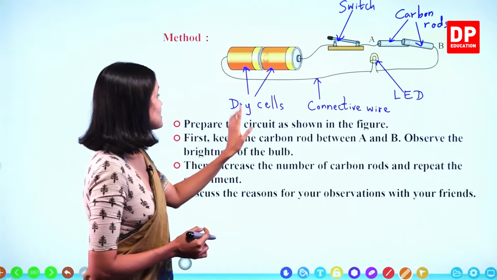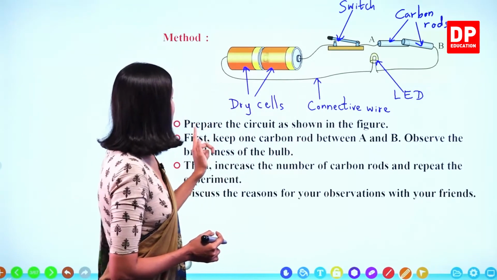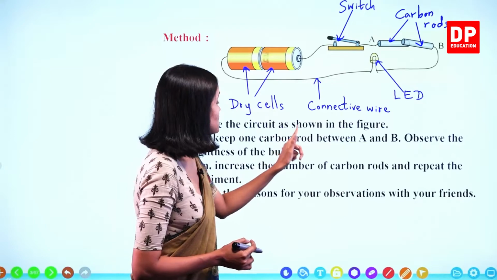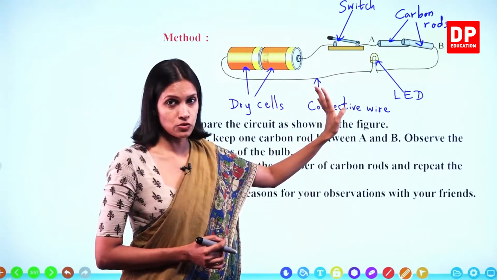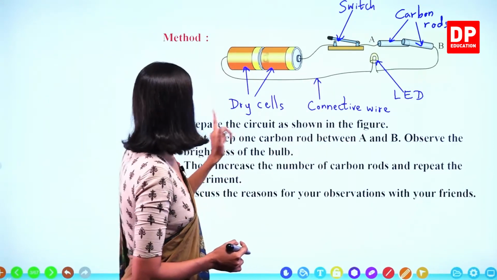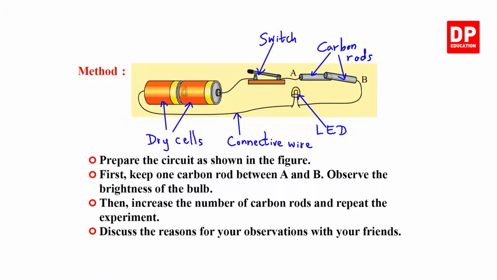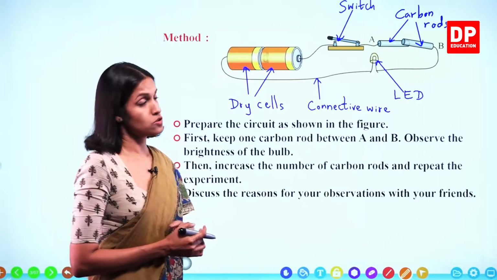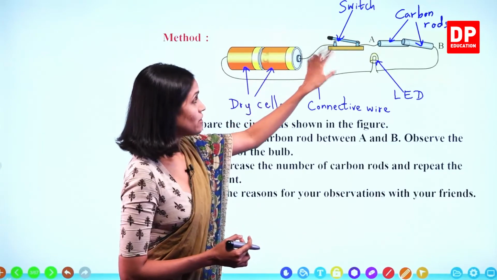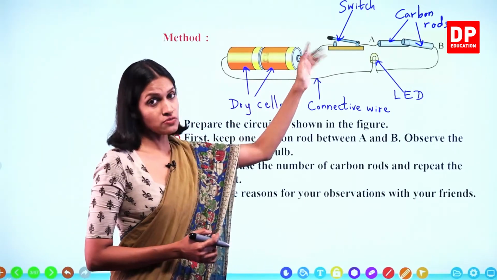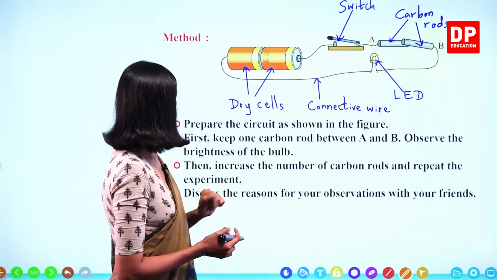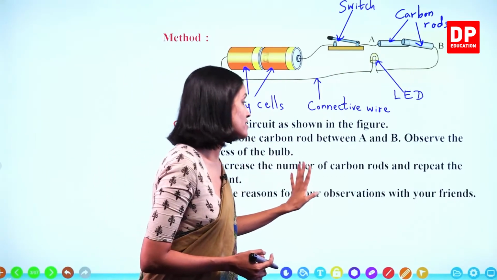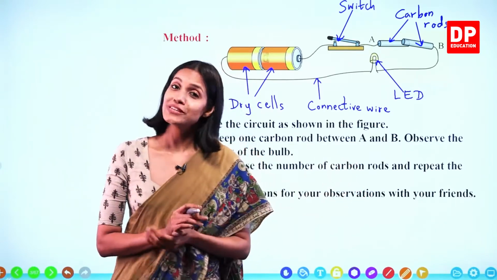So prepare the circuit as shown in the figure. First, keep one carbon rod between A and B. Even without any carbon rod, we can do this activity too, right? Observe the brightness of the bulb. Then increase the number of carbon rods and repeat the experiment. When we increase the number of carbon rods, we have to check what happens to the brightness of this LED, okay? Discuss the reasons for your observations with your friends. So we'll do this activity first.